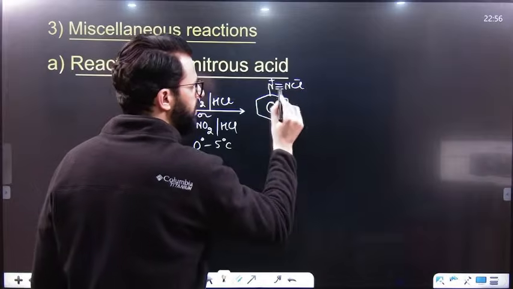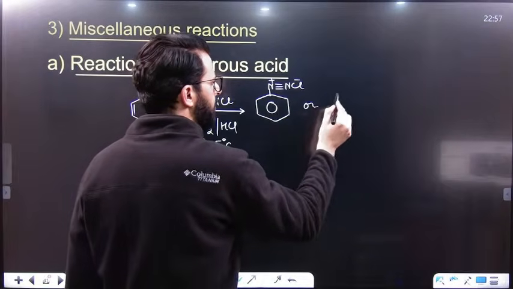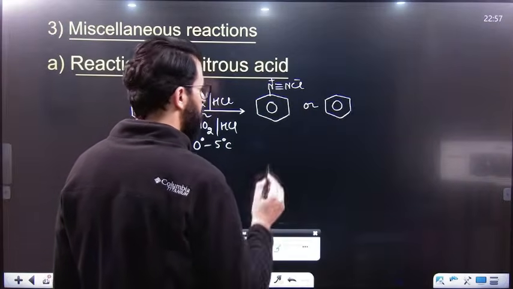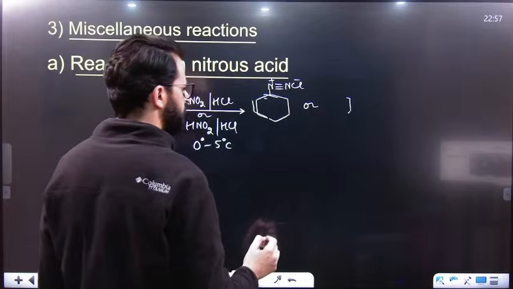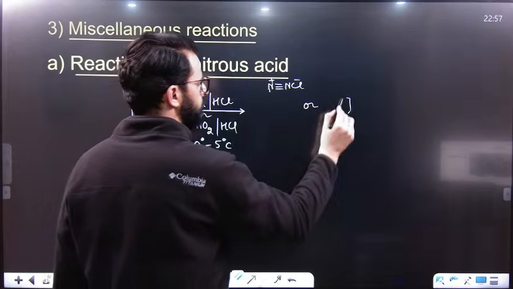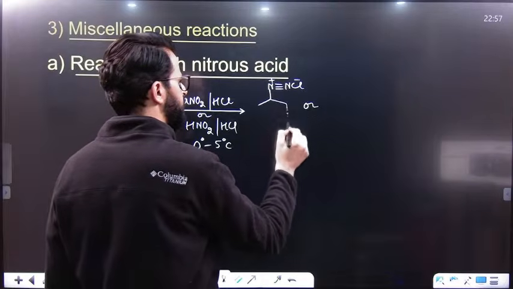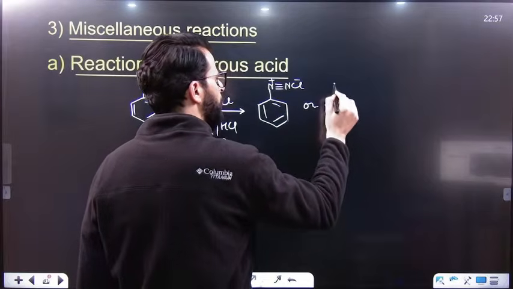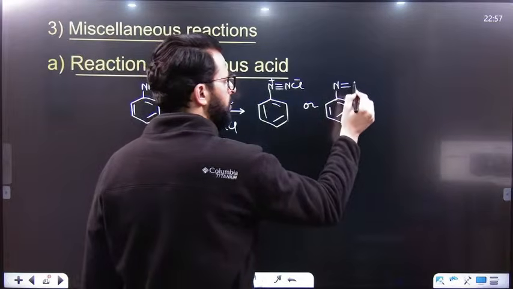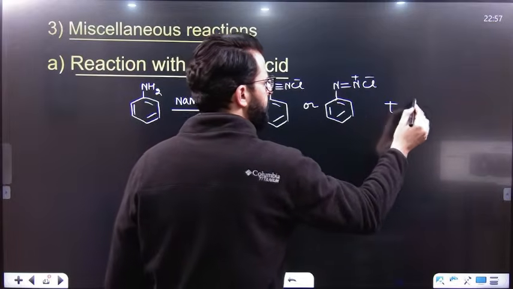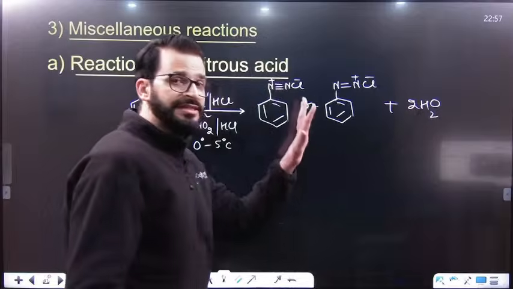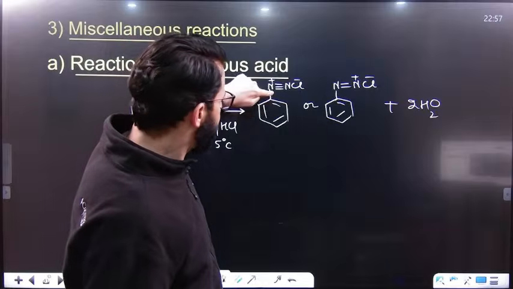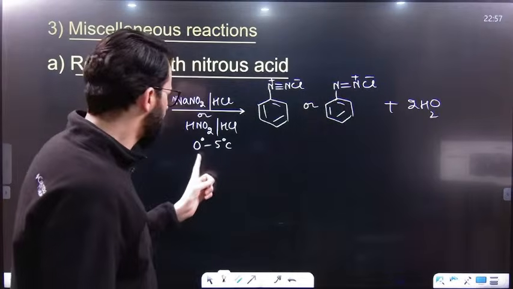I can write down benzene diazonium chloride in this fashion, or in this fashion, or in this fashion as well. Now, have a look. Either I will form benzene diazonium chloride like this, or like this. This pi bond will shift towards here, so it becomes like this. And at the very same time, water will be obtained. Remember, this benzene diazonium chloride is basically aromatic diazonium chloride. It is stable because of resonance, but up to 0 to 5 degrees Celsius.